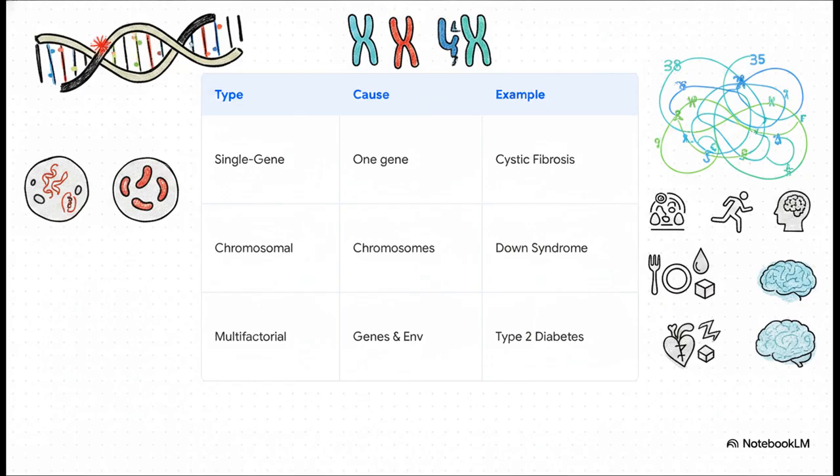Second are chromosomal disorders, which we touched on earlier. These are caused by those structural or numerical abnormalities, such as Down syndrome. And third, we have multifactorial disorders. These are incredibly complex because they arise from interactions between multiple genes and environmental factors. Think of conditions like type 2 diabetes, coronary artery disease, or Alzheimer's.